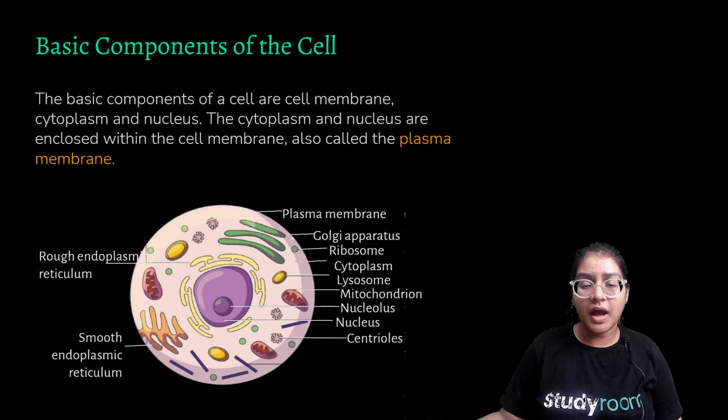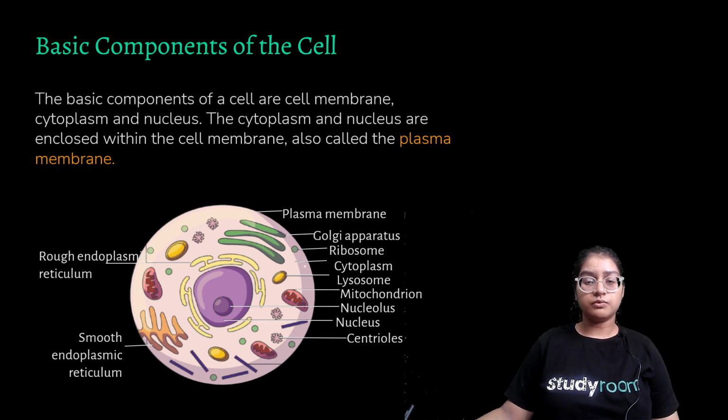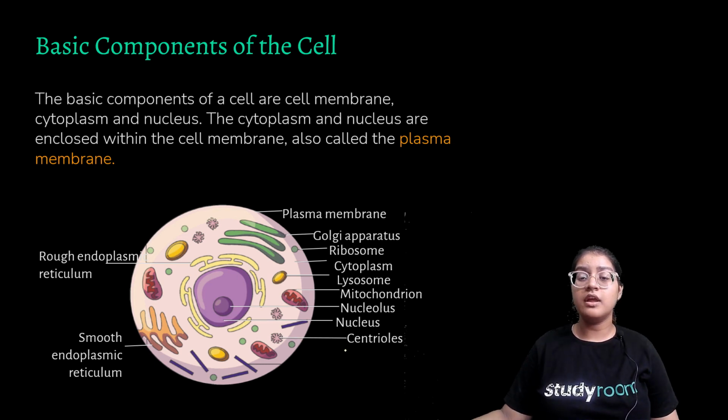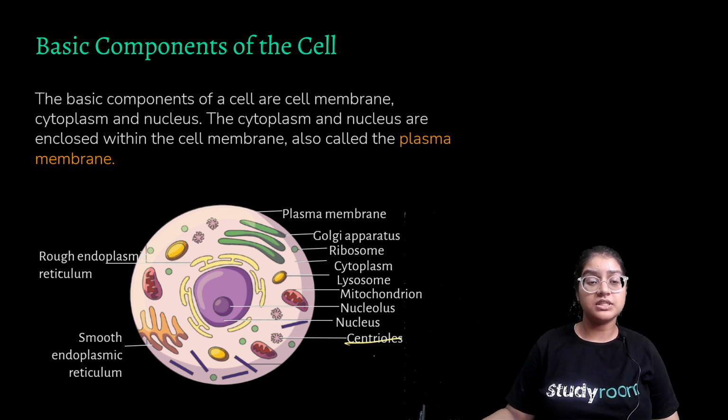We have Golgi apparatus. We have ribosomes which store the food. We have cytoplasm which has all the cellular organelles in it. We have lysosomes. We have mitochondria, energy providing organelles. We have nucleus. Nucleus further has an inner regulatory body which is nucleolus. We have centrioles. They are only present in animal cells, not in plant cells. So centrioles are specific to animal cells.